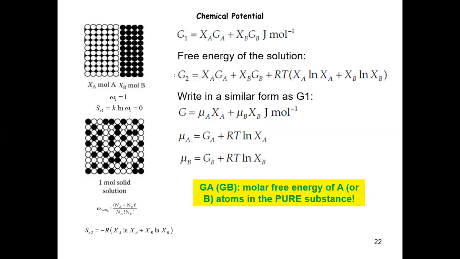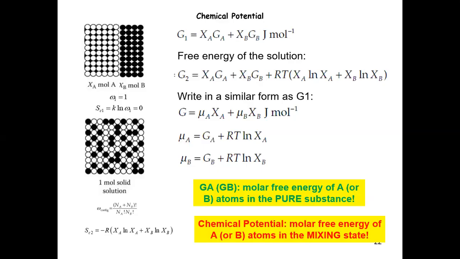Now if we follow the same line of thinking, what's going to be the chemical potential? The meaning of chemical potential is similar. It can be considered as the molar free energy of A and B atoms, not in a pure state, but in a mixing state. Because I mix XA mole of A and XB mole of B, and I get a free energy of G. You write the expression that G equals XA times mu A plus XB times mu B. So naturally, mu A and mu B are the molar free energies of A or B atoms, not in the pure state, but in this mixing state. Does this make sense to everyone?